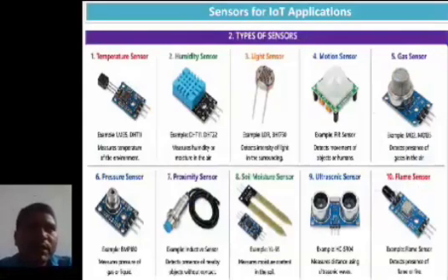The third one is the light sensor. It detects the light intensity. We can use this light sensor in automatic street lighting systems. Next, the fourth one is the motion sensor.